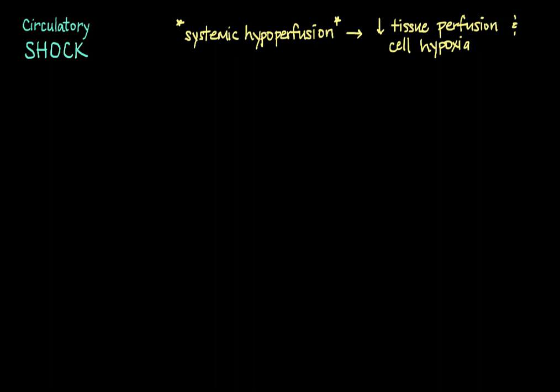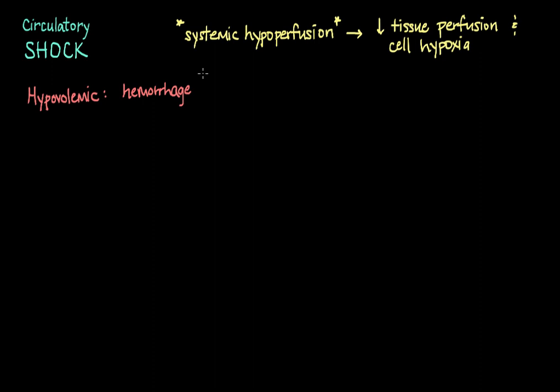So the first broad category is hypovolemic shock. Now, hypovolemic just literally means decreased volume, and we're talking about the decreased volume of blood that is within the circulatory system. Some examples of hypovolemic shock would be shock due to hemorrhage. So if someone is bleeding out, you can easily comprehend how they would have decreased blood volume and therefore decreased oxygen carrying capacity in their circulatory system.